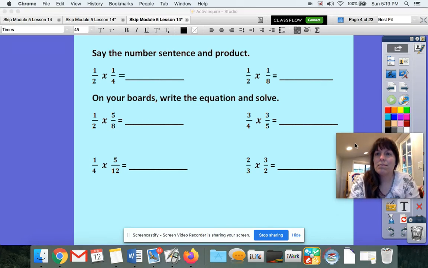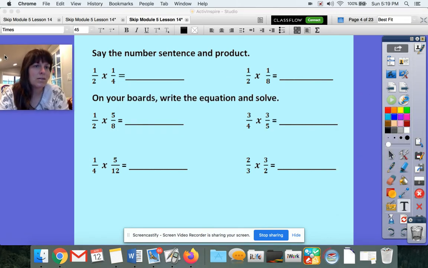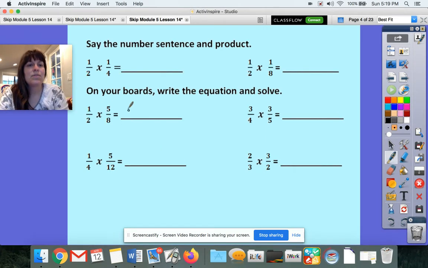So my picture's in the way here. Move myself out of the way. 1/2 times 5/8. You should have gotten 5/16. And you're always going to ask yourself, do these two numbers, the numerator and the denominator, have any factors in common? And in this case, no, they don't.